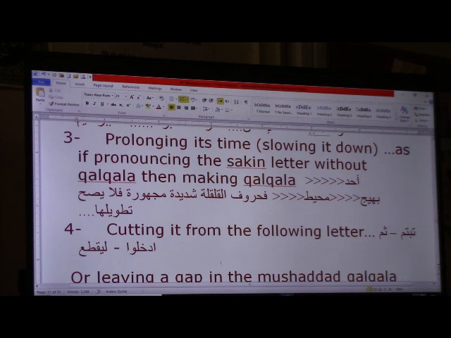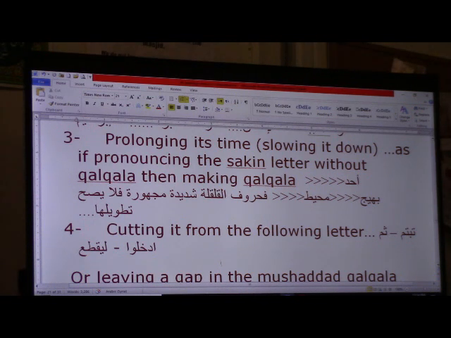You don't say مُحِيطُ. What is this? The qalqala letters are shadid or rikhu? Shadid, this is why the Arabs make qalqala for them, right? Shadid means their sound is cut off, right? Shadid means the sound of these letters is cut off. So you don't say ahad, muhit, to. No, it's shadid. The sound should be cut off.